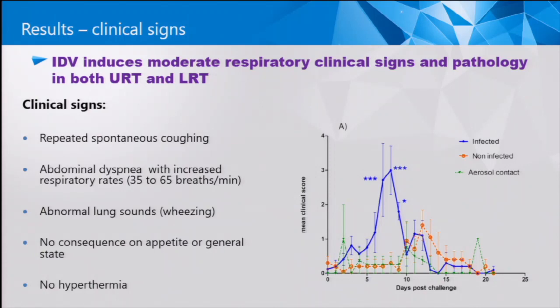As we can see in this graph, the clinical signs were scored on a daily basis. And this blue curve represents the daily clinical scores of the infected group. It's a mean, actually. So we can see that the clinical signs were concentrated between day 7 and day 10 post-infection, with a peak on day 8, and with a significant difference between the infected group and the other 2 groups.